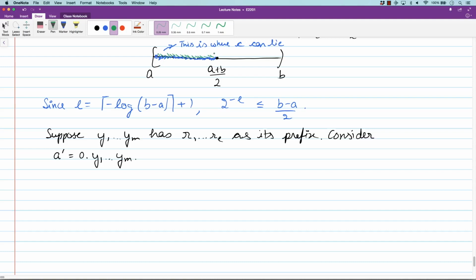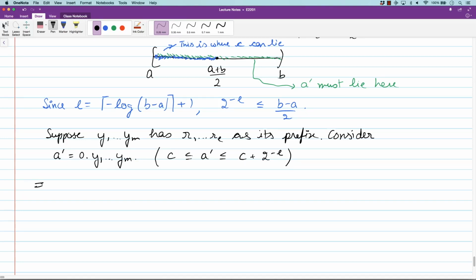But A prime can at most be 2 to the power minus L away from this, because the first L bits coincide. So it can only be this one. So A prime must lie here. What we have used here is that C can only be smaller than A prime because these are the first L bits, and A prime can at most be this plus 2 to the power minus L. So C can be somewhere here, and A prime can only be here.